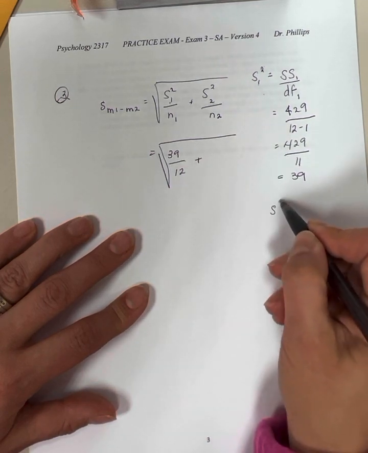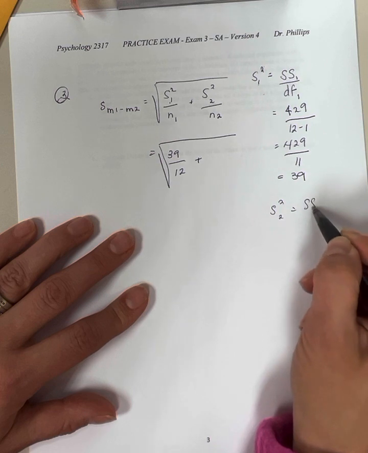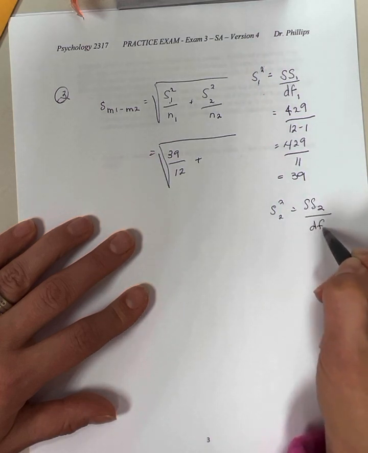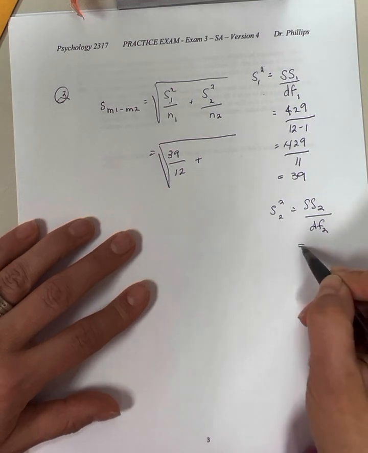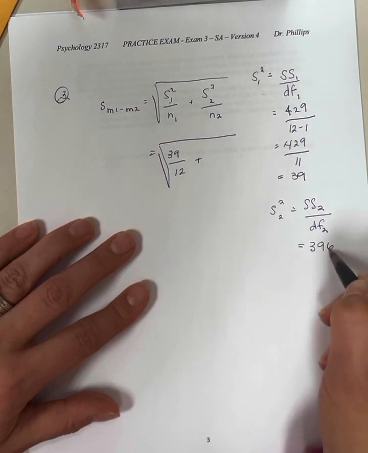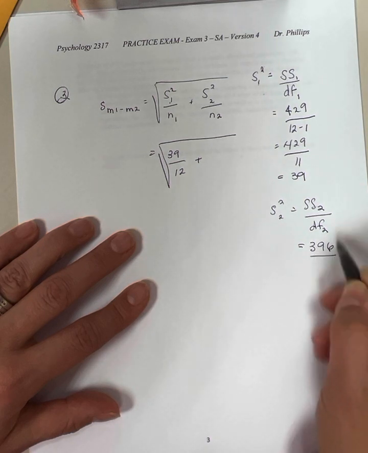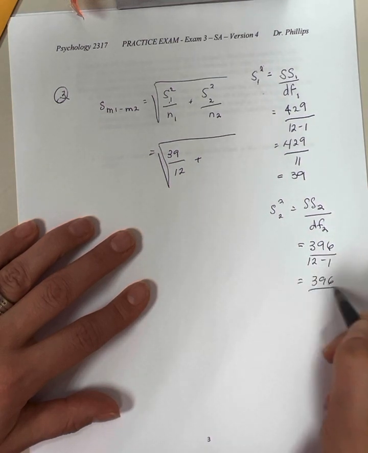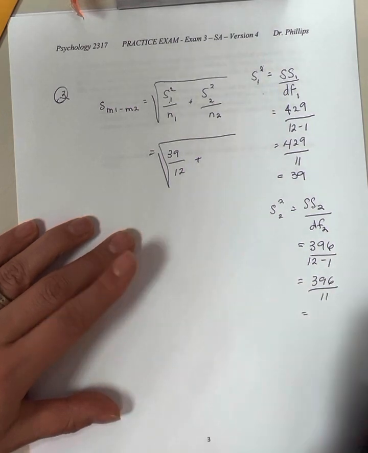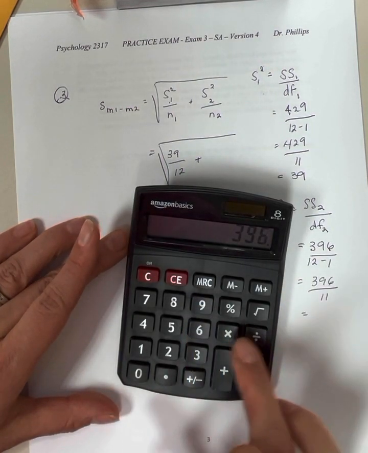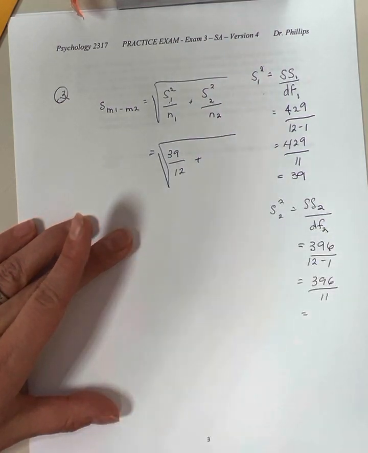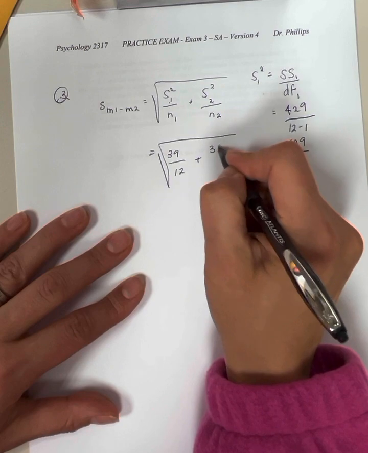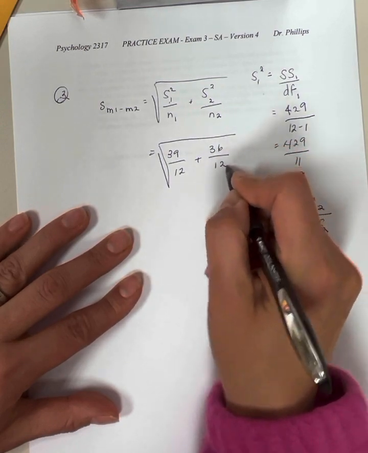So I'll take the sum of squares of group 2 divided by degrees of freedom, group 2. Sum of squares of group 2 was 396, and I will divide that by 12 minus 1. So 396 divided by 11 is 36. So here I will have 36 divided by 12.